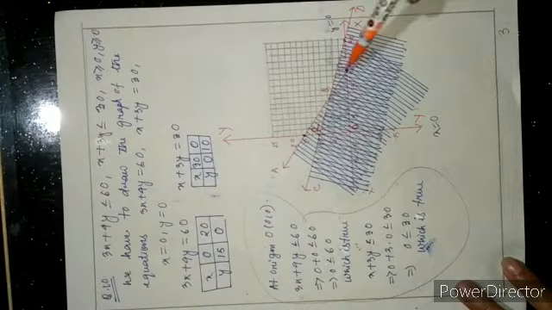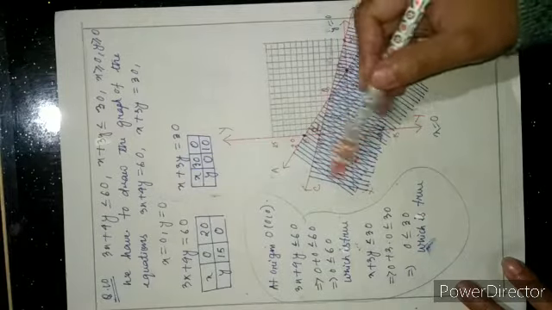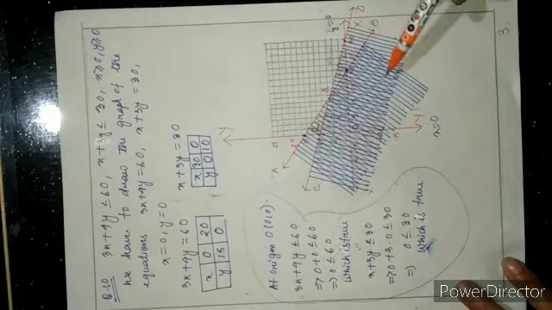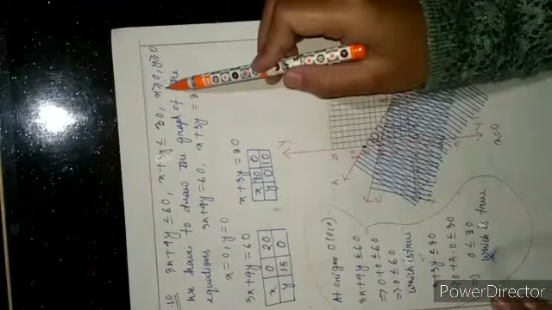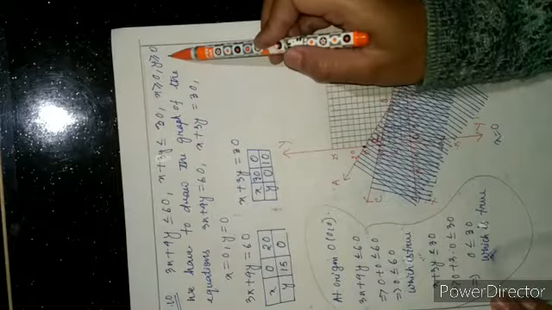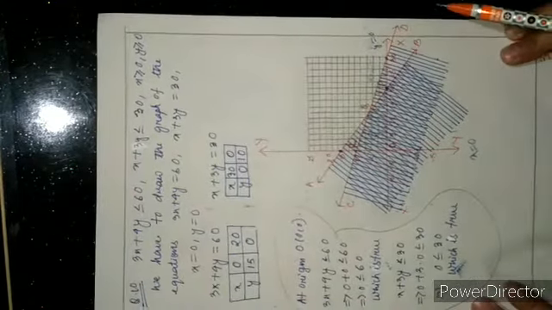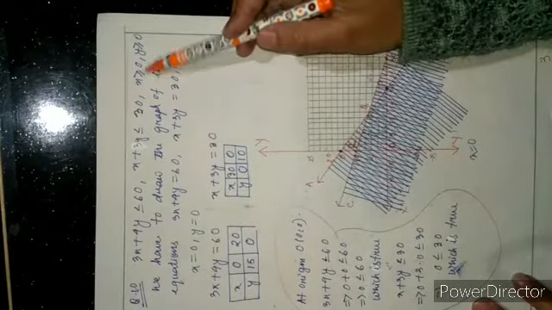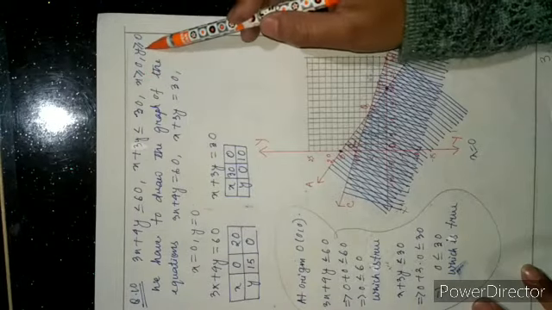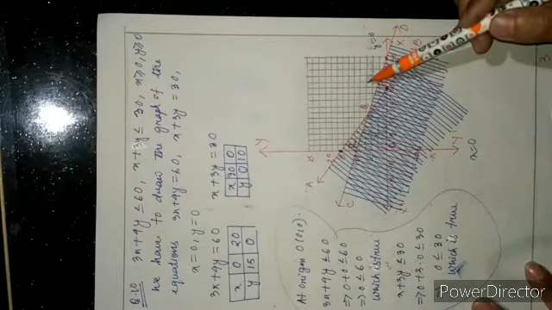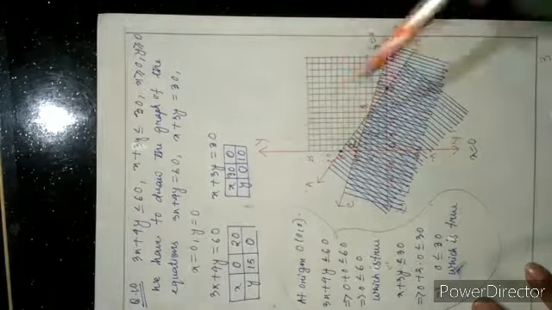CD is the solution region of the inequality. Now draw the graph of x is greater than or equal to 0 and y is greater than or equal to 0. Combining these, x is positive and y is positive, which is the first quadrant. In the first quadrant x and y are positive, whereas in the second quadrant x is negative and y is positive.